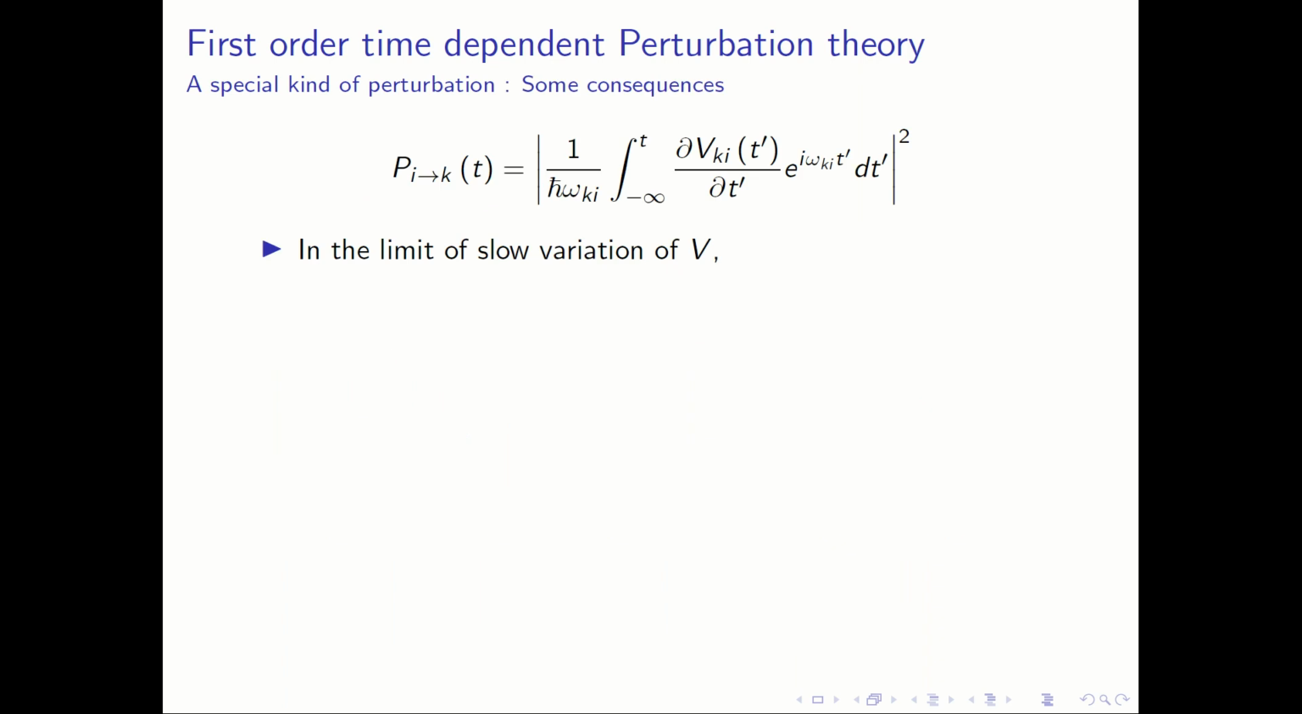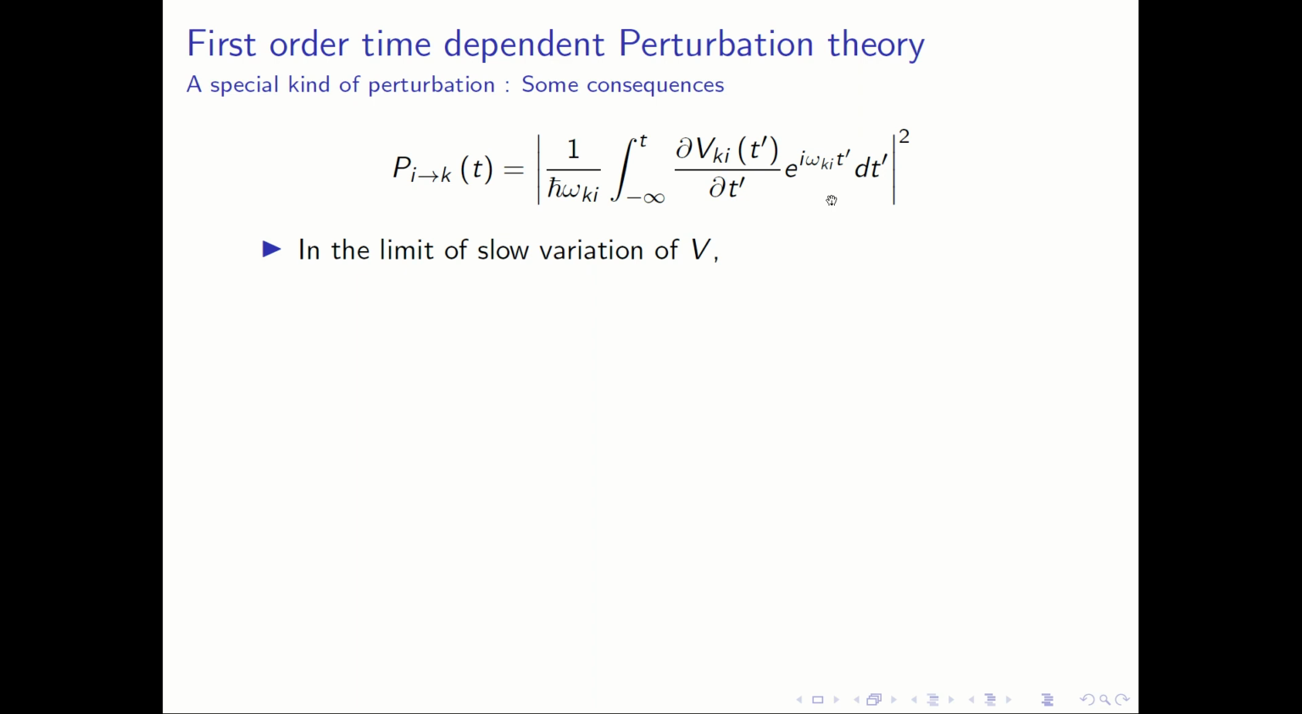So if we consider a limit of very slow variation of V, that is ∂V_ki/∂t' is pretty small, and what constitutes very small? It simply means ∂V_ki/∂t' is very small, I can estimate this integral by just pulling this thing out, and then this integral of e^{iω_ki t'} I can easily calculate. If you do it, you will find that this is a sinusoidal integral divided by an iω_ki, that comes out of the integration.